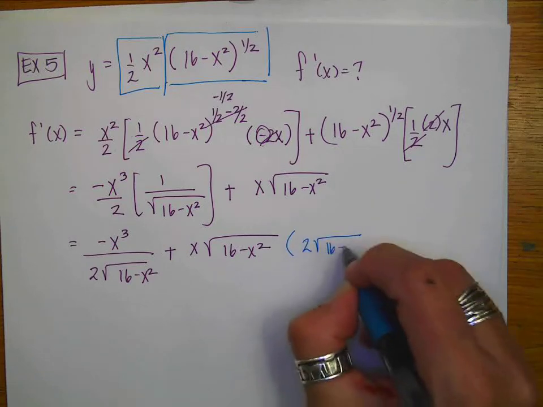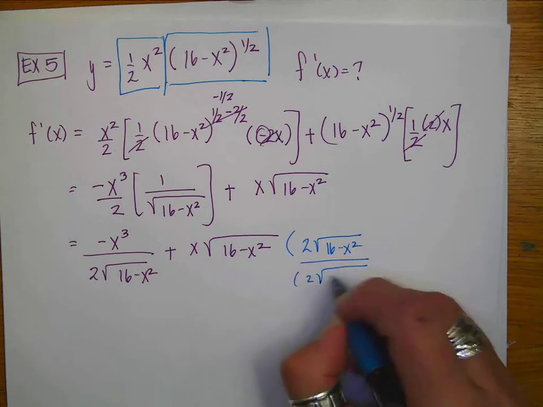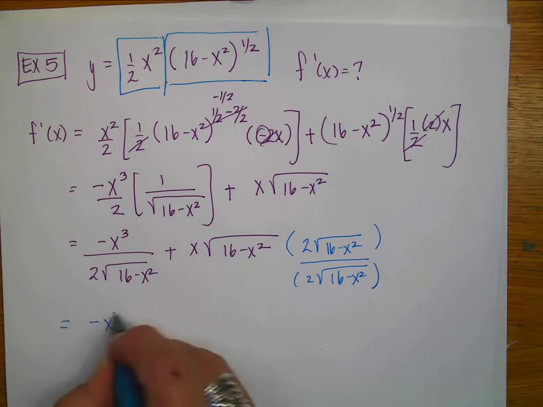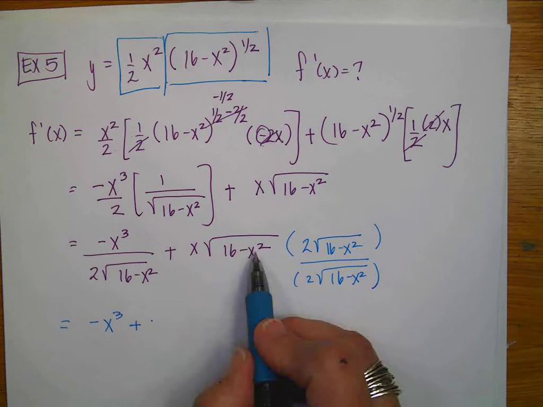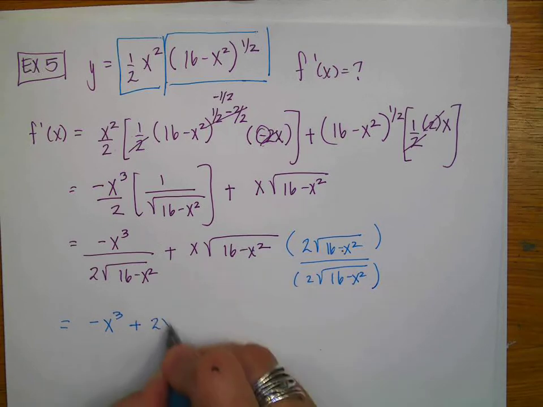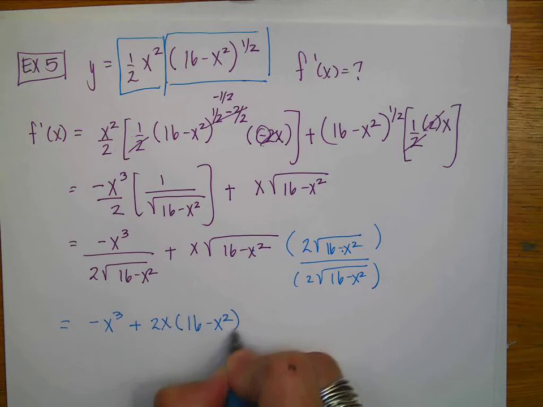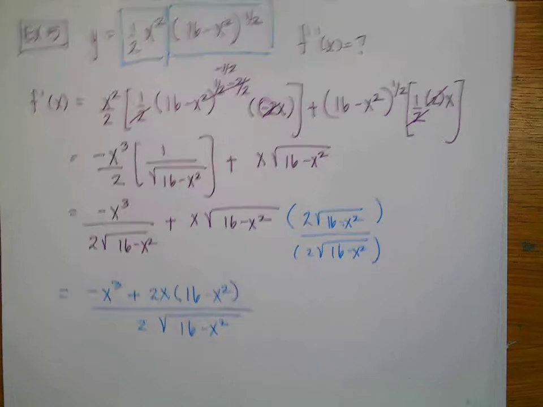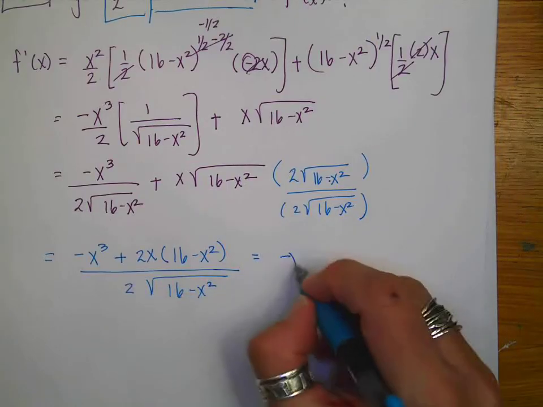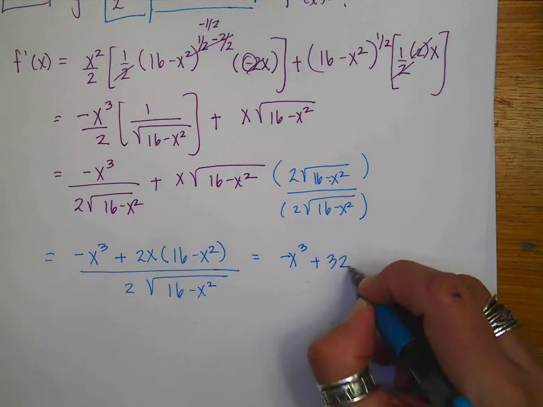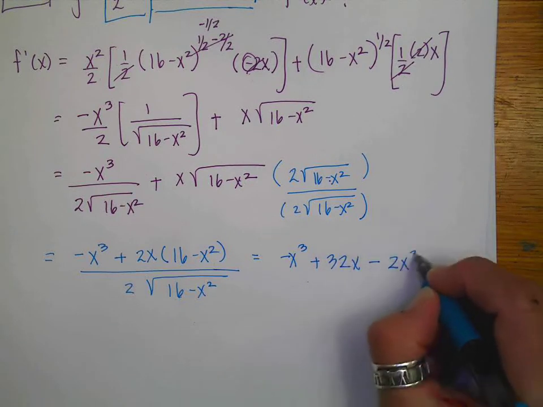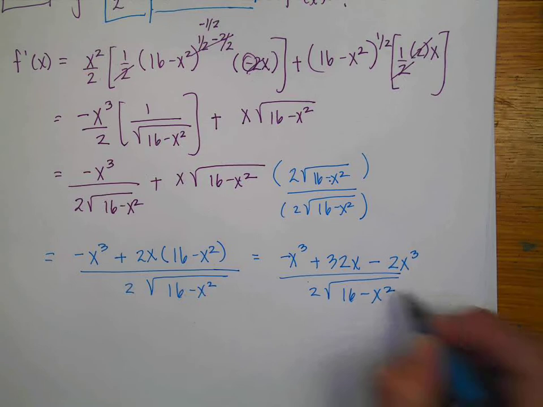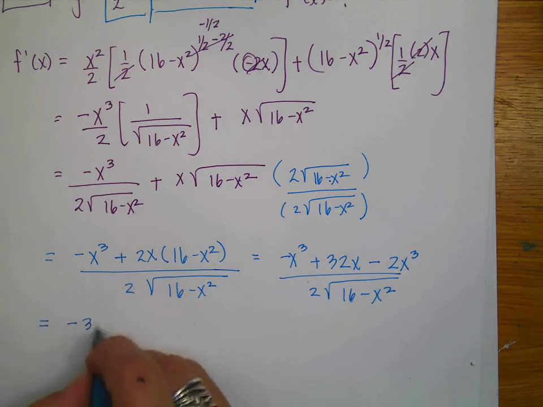So to do that, I'm going to put these two fractions together. I'm going to multiply this fraction by 2 over 2, and then the other by the square root of 16 minus x squared over the square root of 16 minus x squared, because that is my lowest common denominator. So I'm going to get a negative x cubed plus, and then these two multiplied together, 2x times 16 minus x squared, over 2 times the square root of 16 minus x squared. Yay, algebra. If I simplify the numerator, here's the x cubed, and then I have a 32x minus 2x cubed over 2 times the square root of 16 minus x squared.